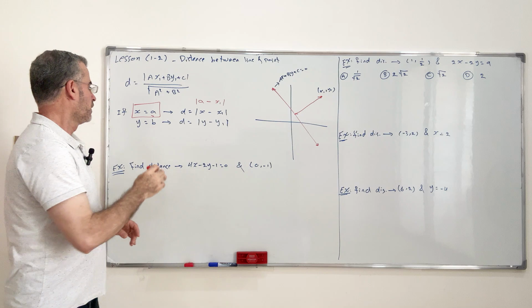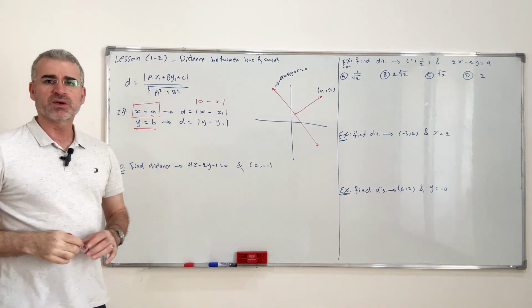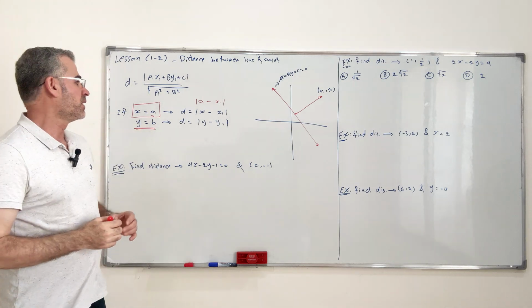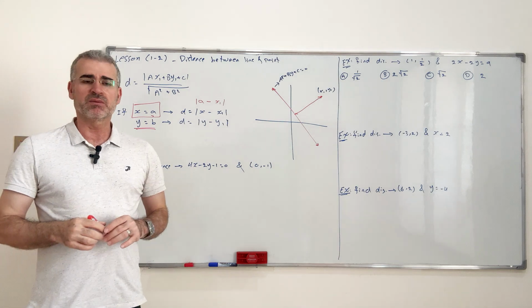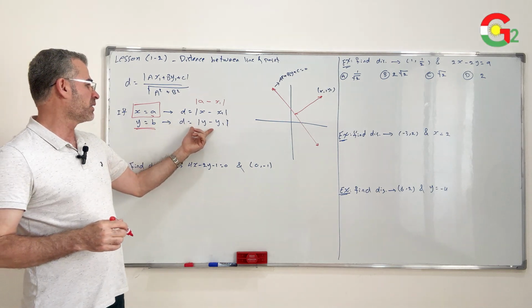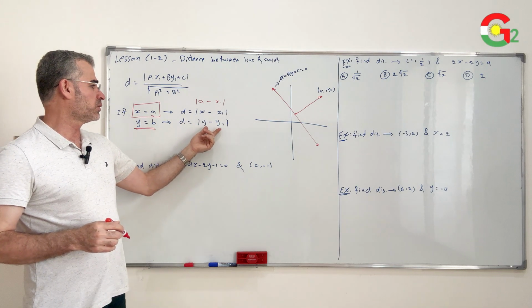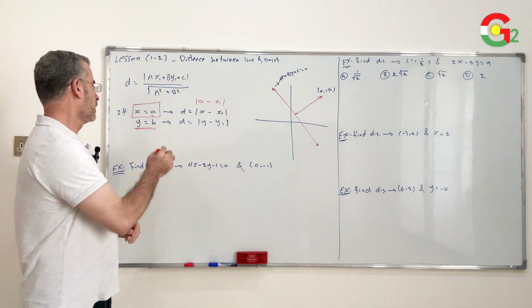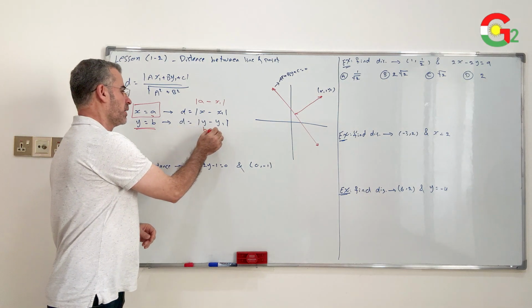If the equation of the line is y equal b, it's a horizontal line, then the distance between any point and this line is given by this formula, distance equal to y minus y1 or b minus y1.